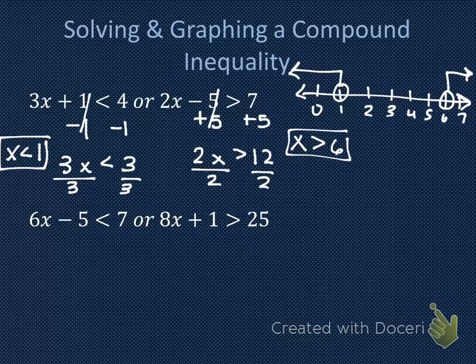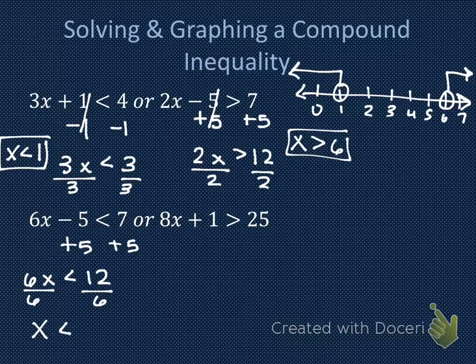Same exact thing. Valentina, what should I do first? You add 5 on both sides. Very good. Add 5. Jarrett, once I add 5, what do I get? 6x is less than 12. Very good. Caitlin, what am I going to do now? Divide by 6. Divide by 6. And Mackenzie, x is less than what? 2.